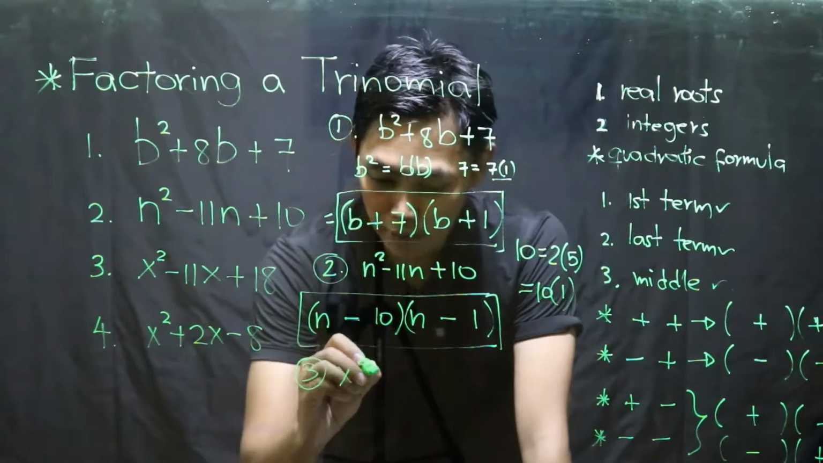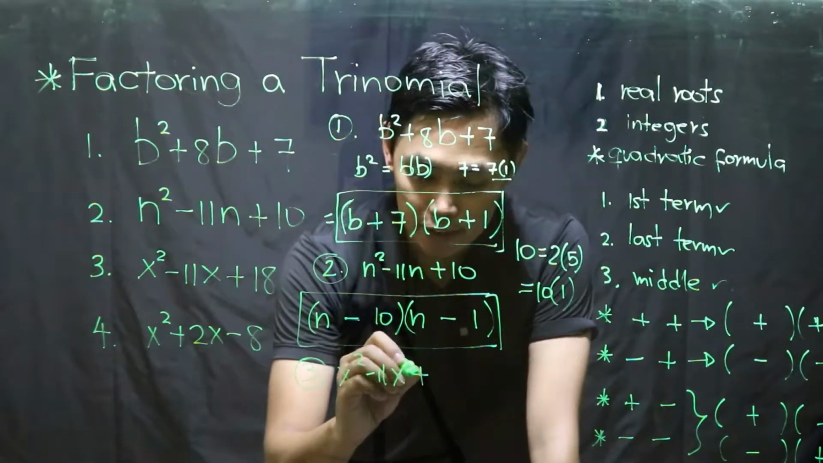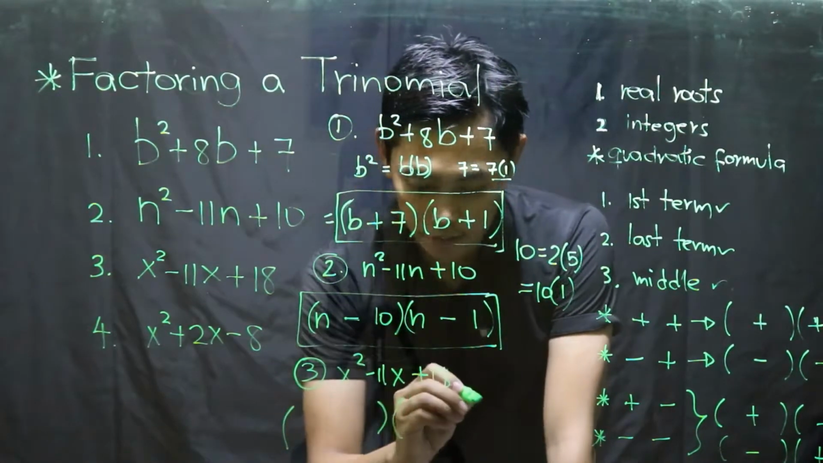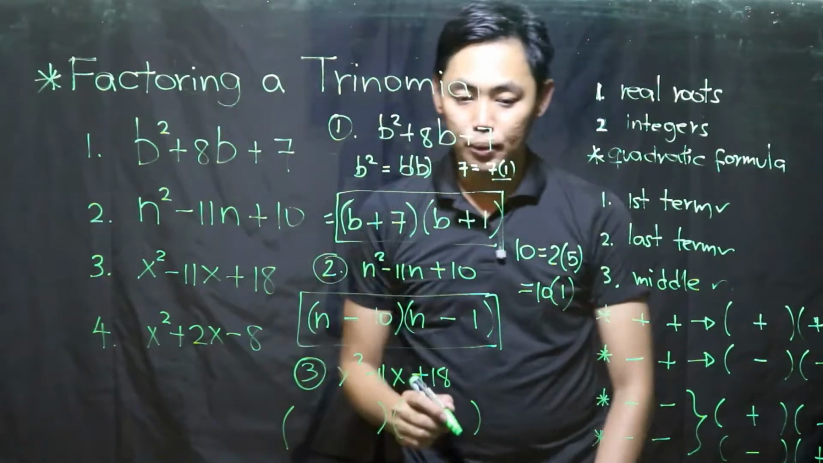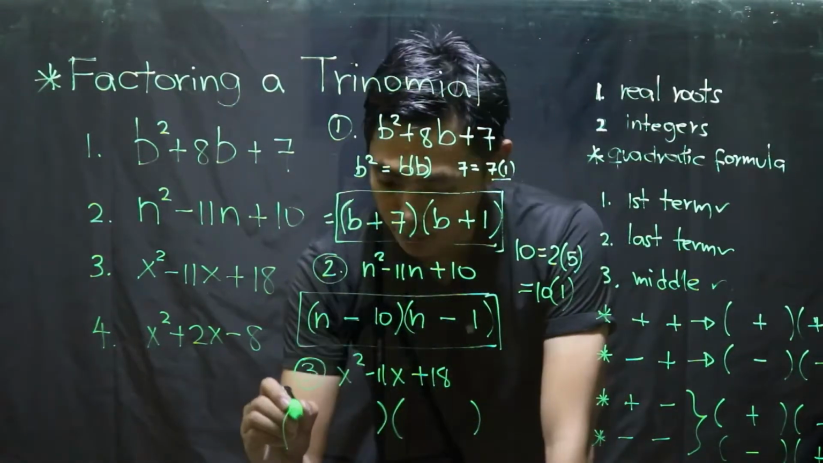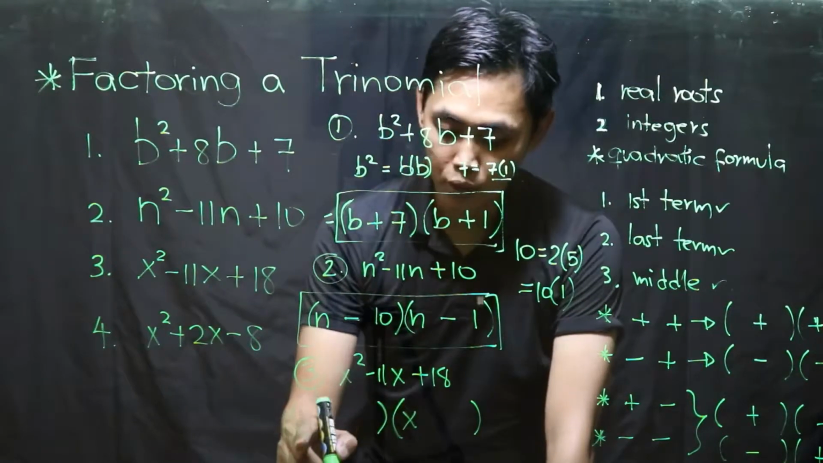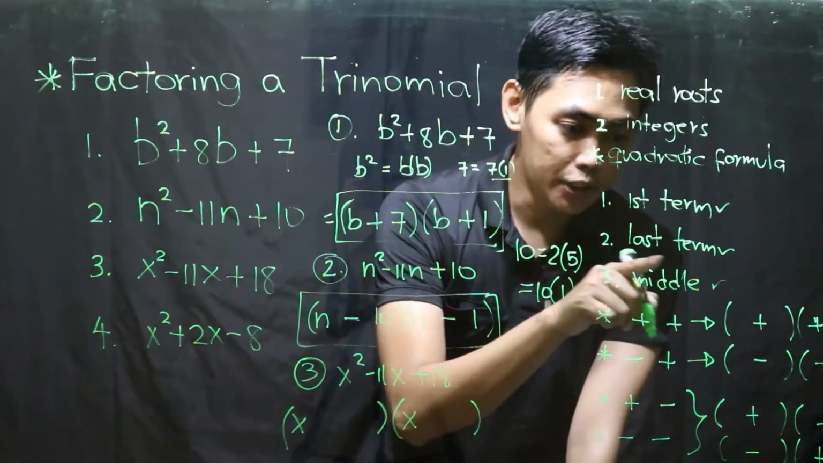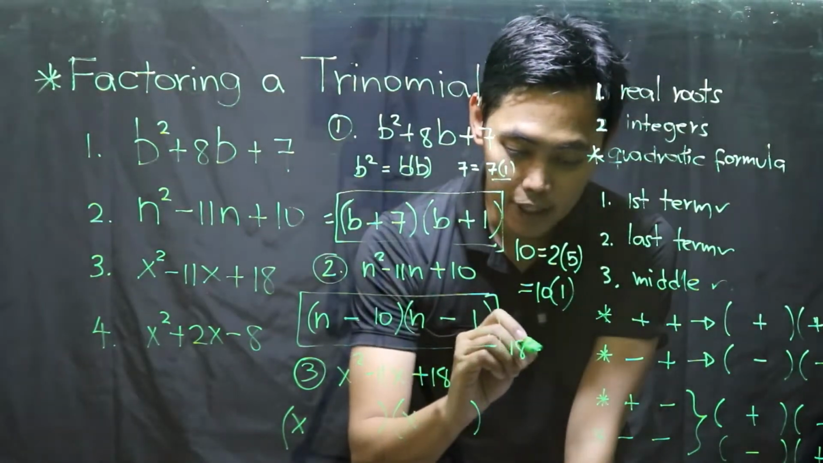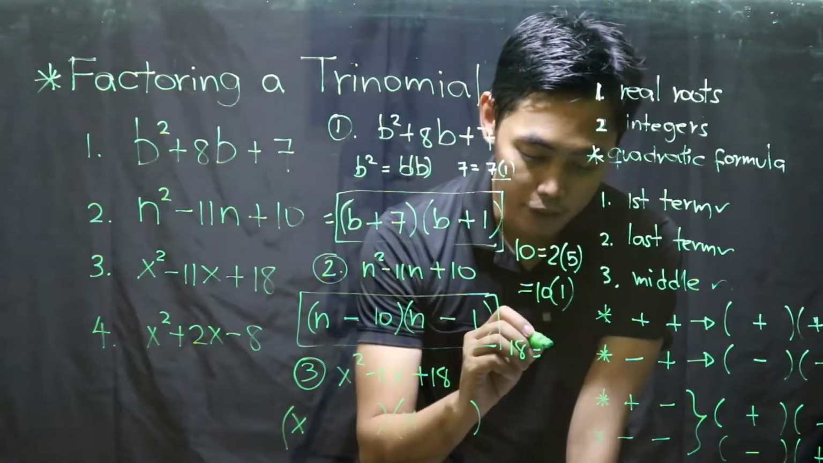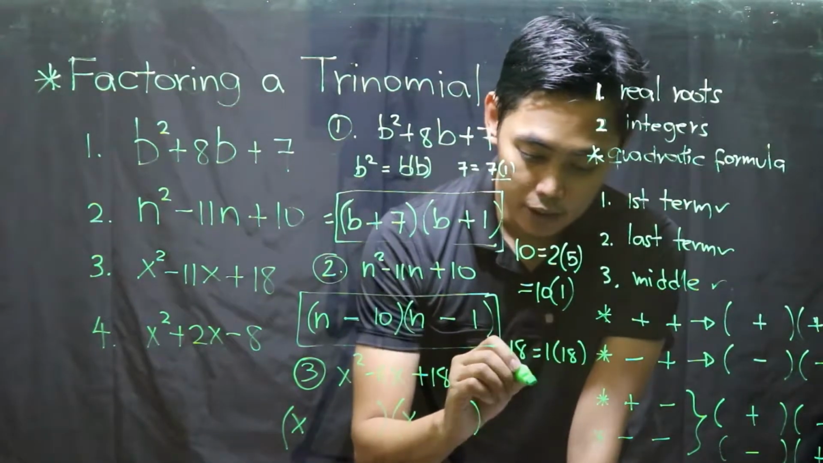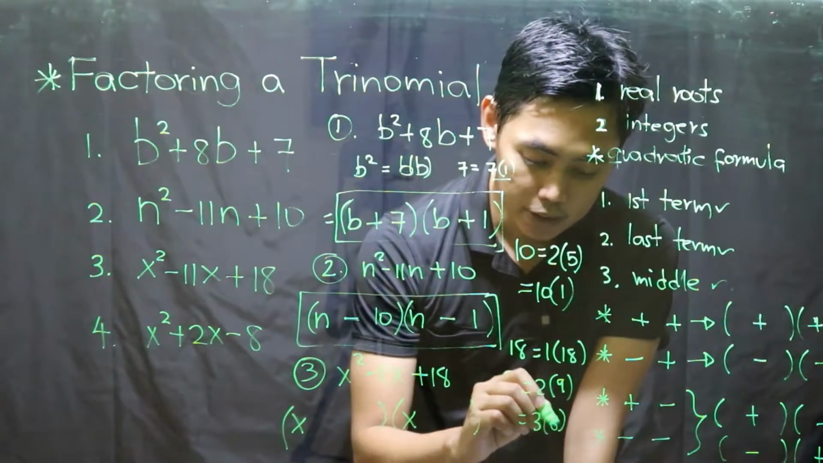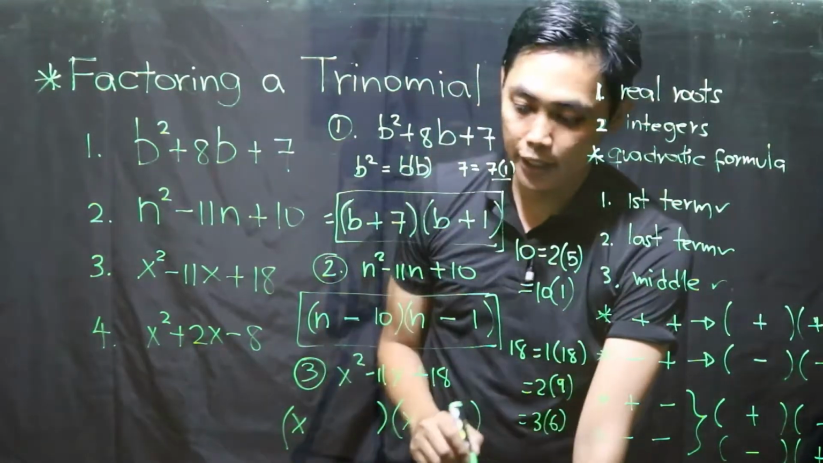We have x squared minus 11x plus 18. So, same process. Let's put 2 parentheses here. Alright? And then, we will move on and factor the first term. So, we have x times x, x squared. Next, the last term. So, we have 18. Get the factors of 18. What are the factors of 18? We have 1 times 18, 2 times 9, and 3 times 6. Okay, so those are the factors of 18.